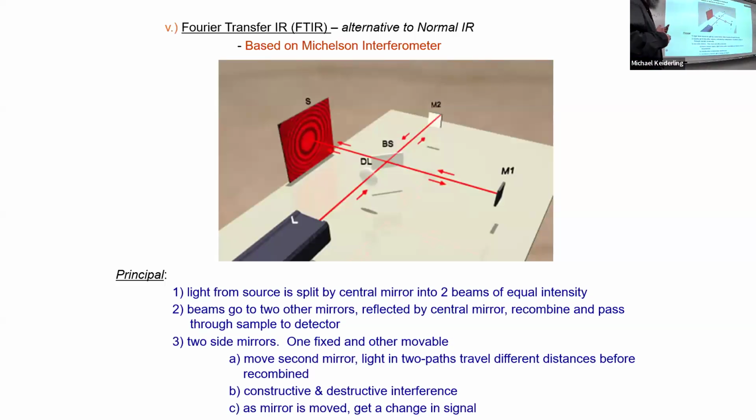To know where the mirror is, you send a laser of a known wavelength, of a known frequency, through the system, and you observe the laser, and its interference tells you how the moving mirror is moving. So that's why they all have a helium neon laser in them.